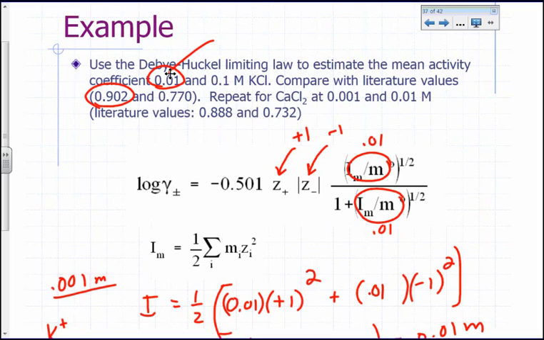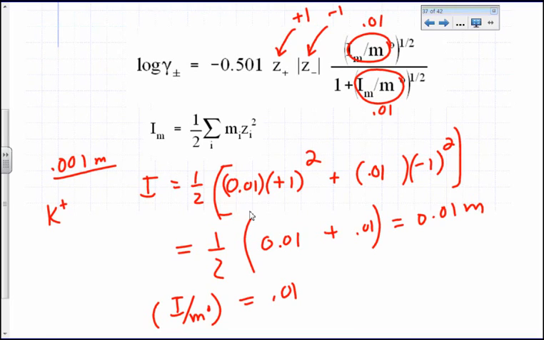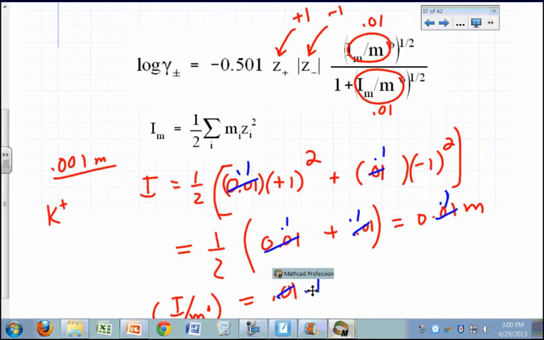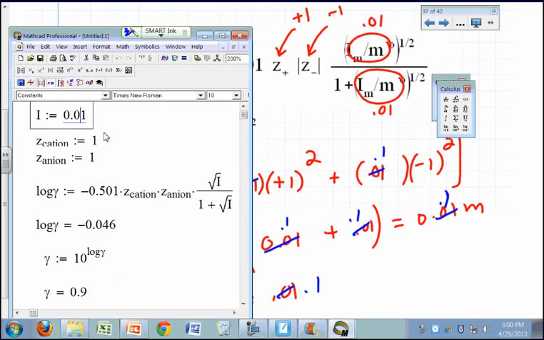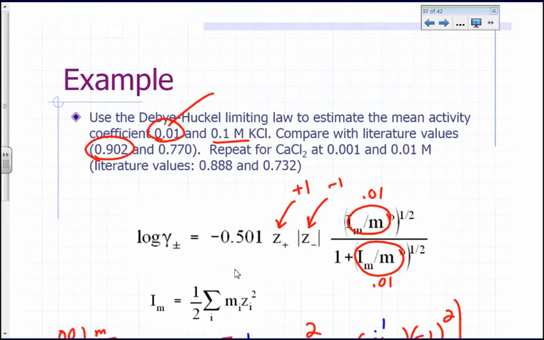Now, what would happen if you're using a 0.1 molar? Well, if it is 0.1 molar, what would be your ionic strength this time? If this was 0.1, and that's 0.1, then your ionic strength is going to be 0.1. So let's change our ionic strength to 0.1. If I change my ionic strength to 0.1, you can see my gamma is going to be 0.758. And the literature value is 0.770. So you can see it's significantly in error now compared to 0.01.